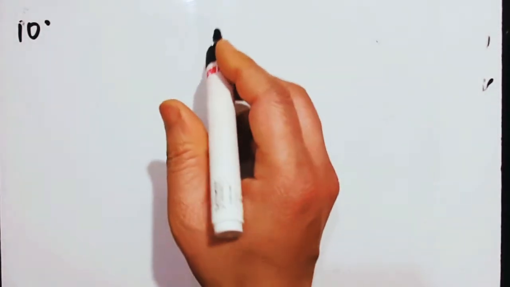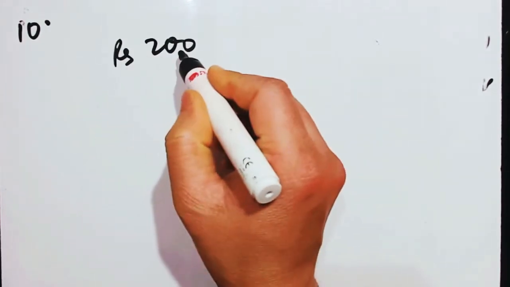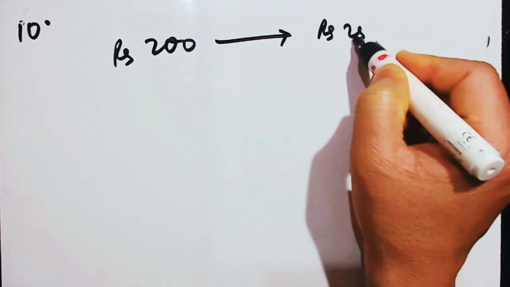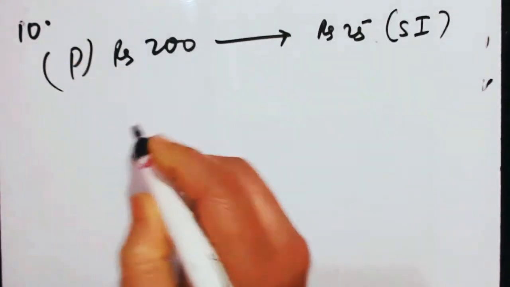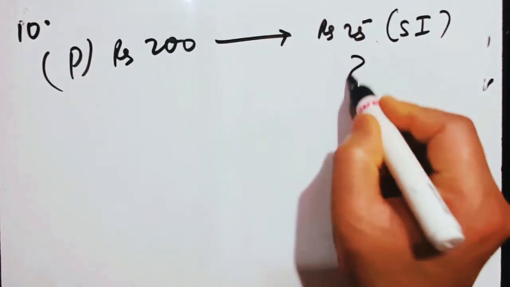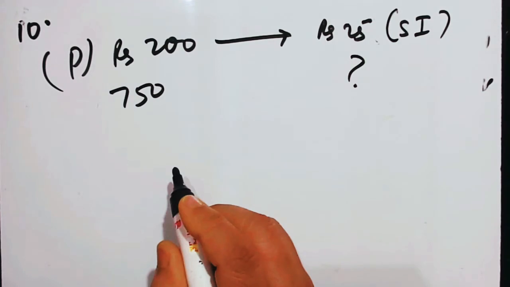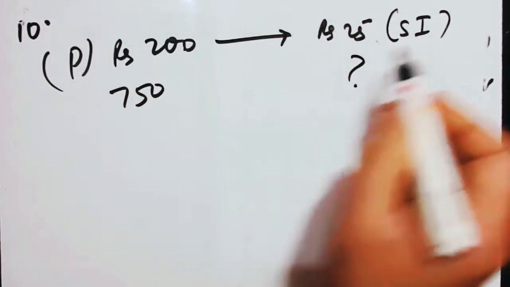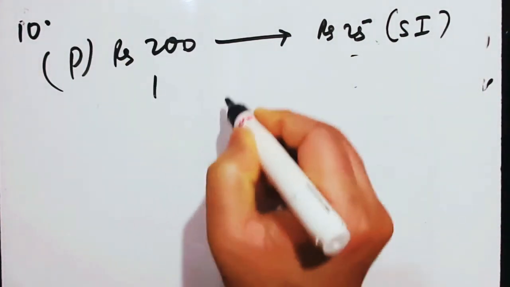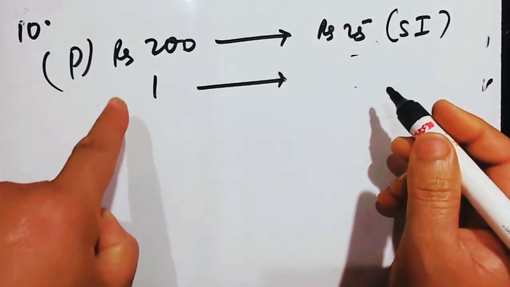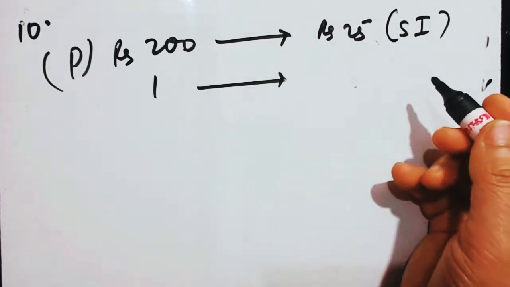Interest calculated on rupees 200. So naturally, if the principal is rupees 200, the interest calculated was rupees 25 in a certain time. This is my simple interest. Okay, this is my principal. What will be the interest on rupees 750 for the same time? So if principal is equal to 200, simple interest is equal to rupees 25. If the principal is rupees 1, my interest will be less. If a smaller loan is taken, the interest will be less. How?